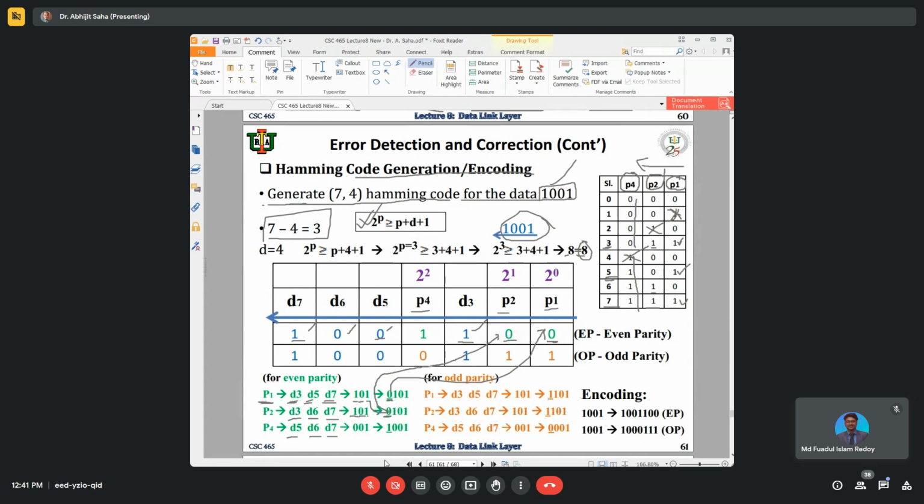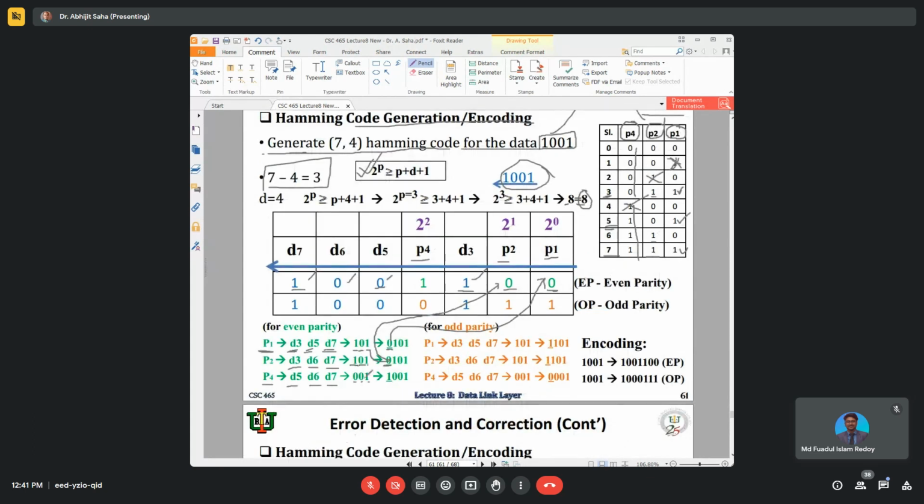Now you go for P4. For P4 you have D5, D6, D7, which is 001. In that 001, you can see there is one 1, which is an odd number, so you have to make it even. That's why you add 1 here. So your third parity bit is going to be 1. Clear? How to find the parity bits?